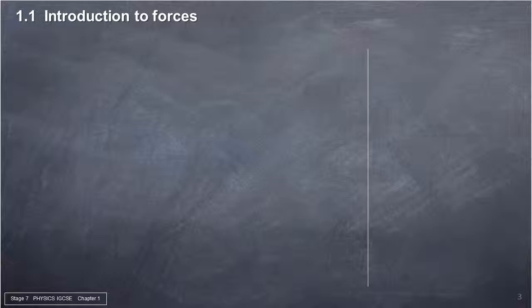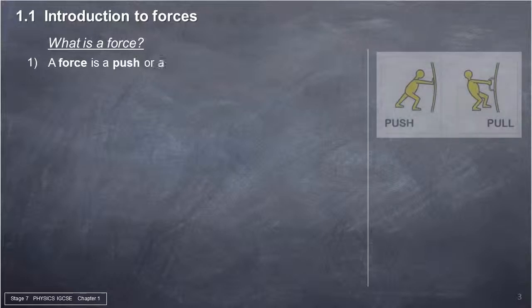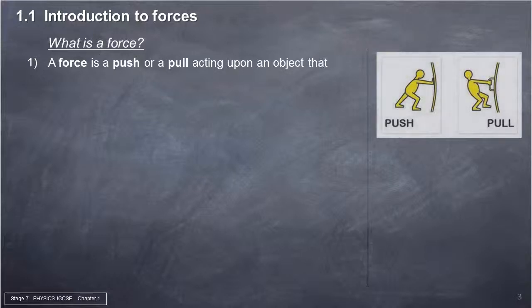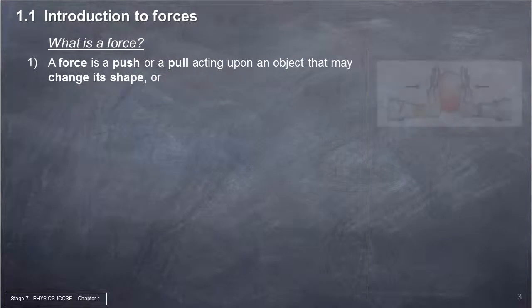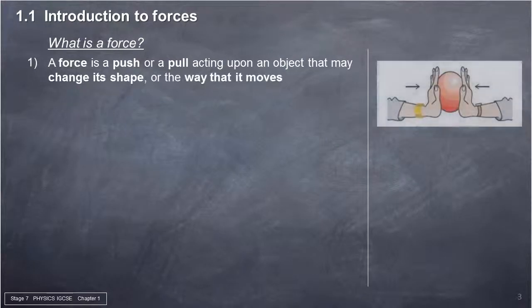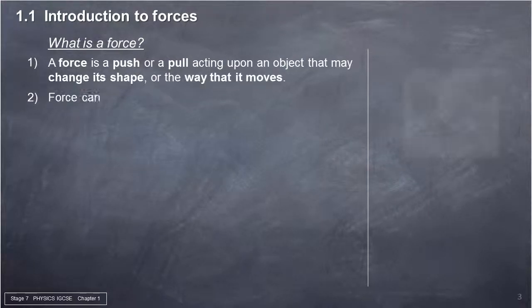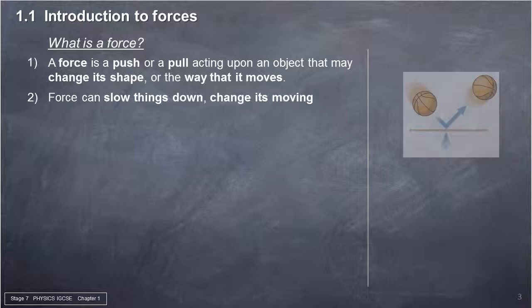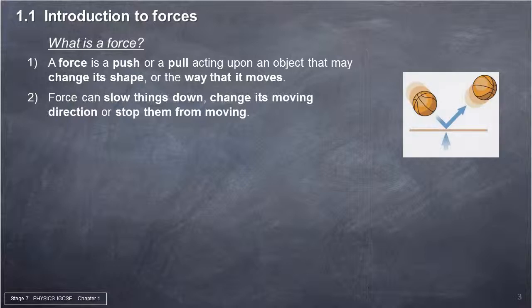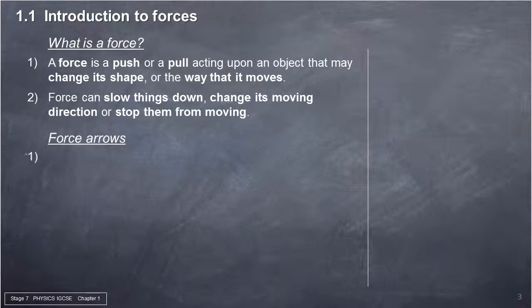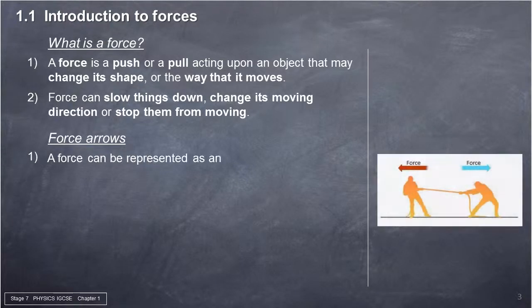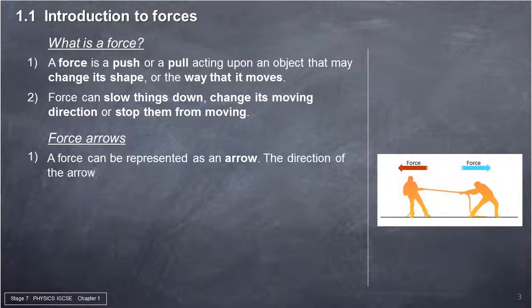1.1. Introduction to forces. What is force? 1. A force is a push or a pull, acting upon an object, that may change its shape, or the way that it moves. 2. Force can slow things down, change their moving direction, or stop them from moving. Force arrows. 1. A force can be represented as an arrow. The direction of the arrow shows the direction of the force.